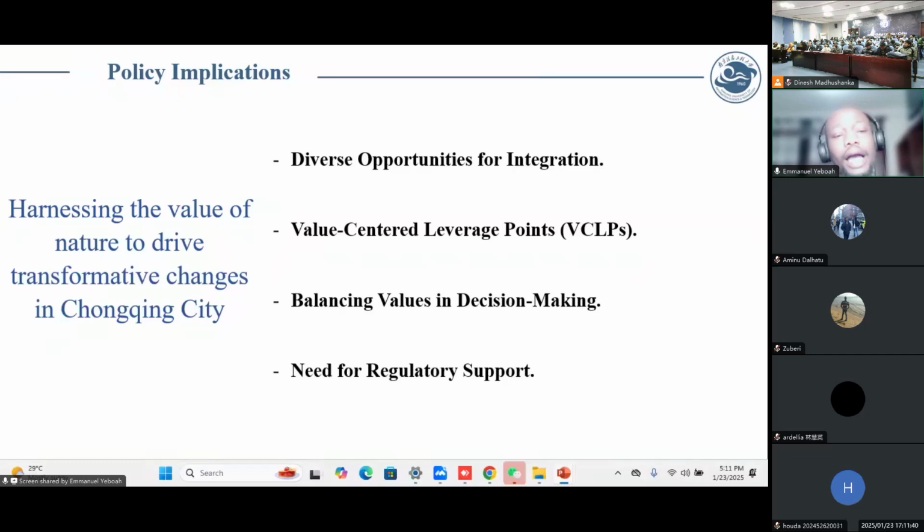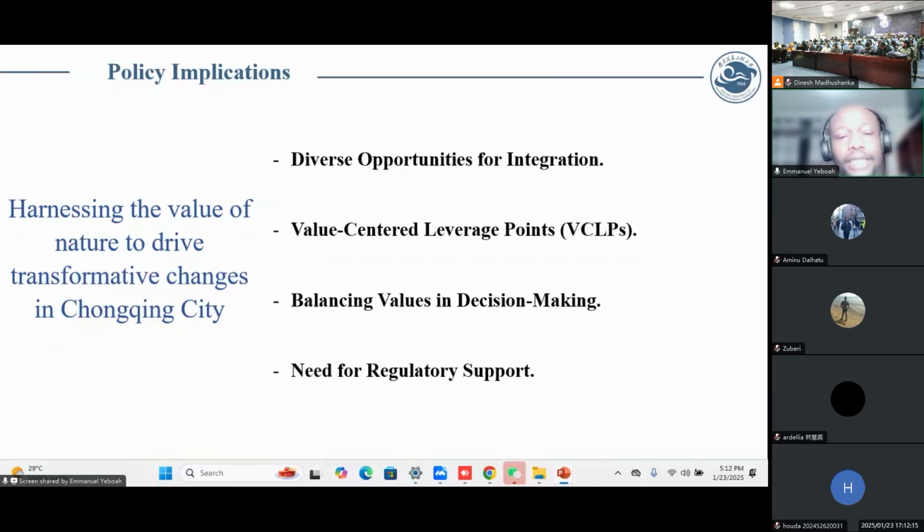So we looked at harnessing the values of these natural areas to drive change in Chongqing. First, we look at the diverse opportunities for integration, where policy cycles in various geographical regions, particularly in cities, offer different opportunities for integrating valuation into decision-making processes. That highlights the need for innovative mechanisms to clarify urban transformation and sustainability efforts, which Pascal et al. raised some time ago.